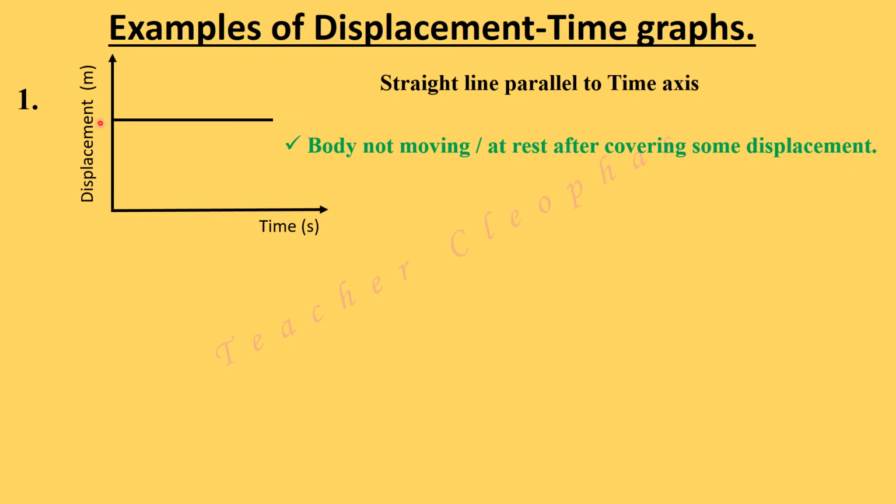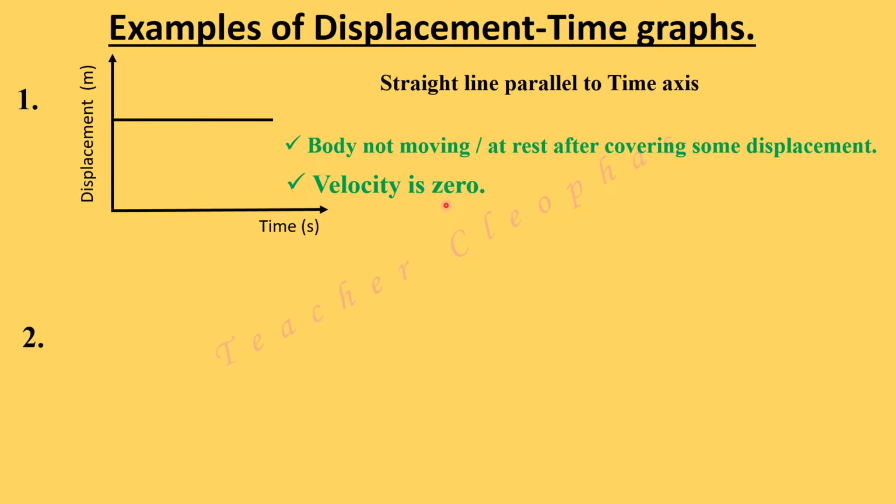So we are saying after covering some displacement because we can see this line is above 0, meaning that there is some distance that has been covered, but now as time moves on, there is no change in displacement, meaning that the body is not moving or it is at rest. The second thing that we can say is that if the body is not moving, then its velocity is 0.